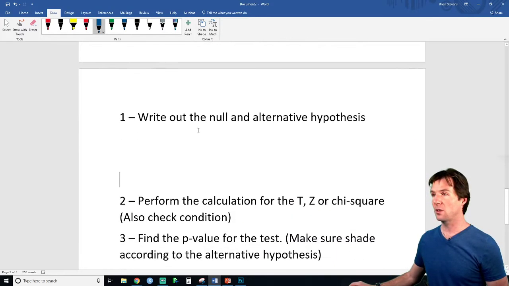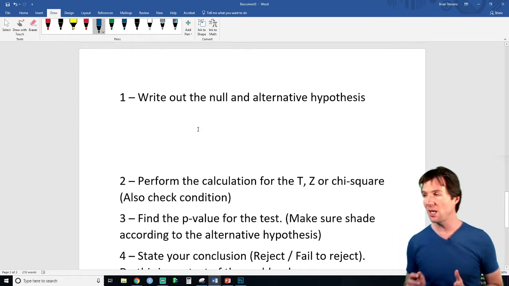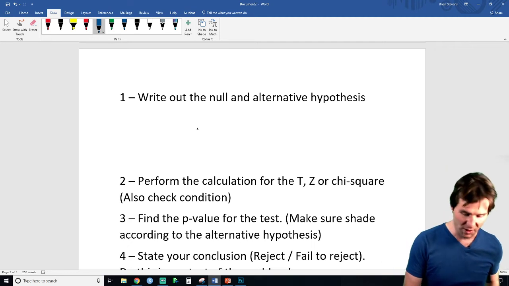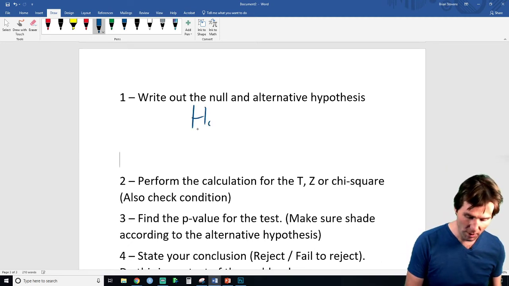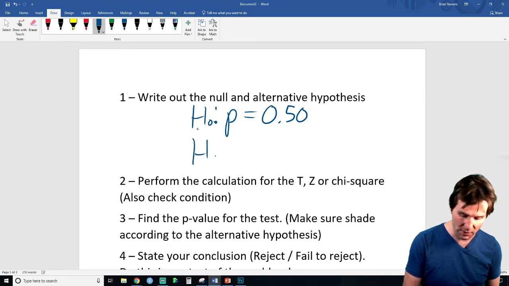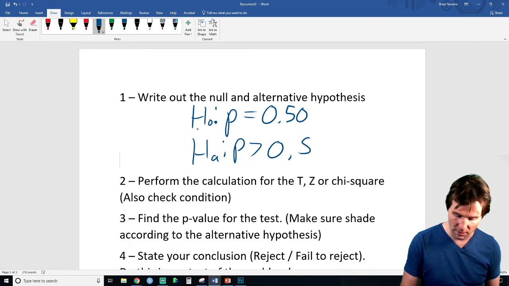So now that we're here at step 1, write out the null and alternative hypothesis. We just read it off. The null would be the equal sign. H0, the null, states that the true proportion is equal to 50%. If you notice, the question said, is there evidence that the true proportion is greater than 50%?